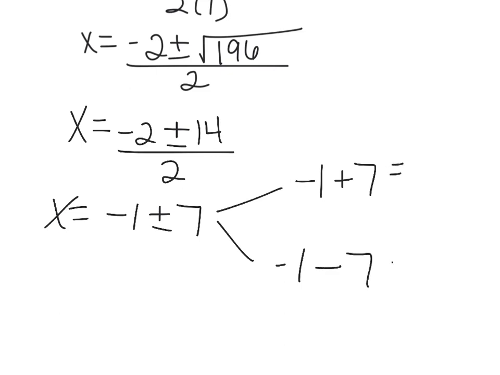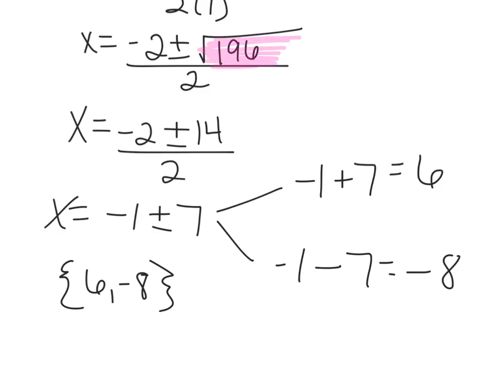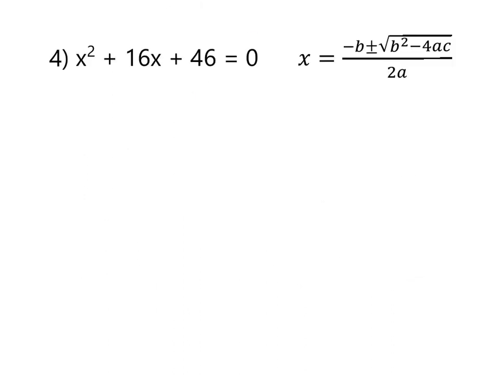So in your calculators, you're going to figure that out, and you should get a 6 and a negative 8. So your final answer is 6 and negative 8. They're nice, neat whole numbers, and part of the reason for that is because this 196 was a perfect square. All right, guys, one more question, and then we're done.